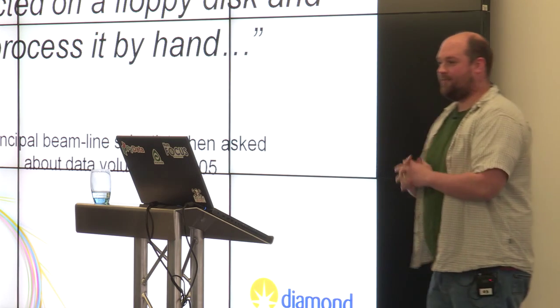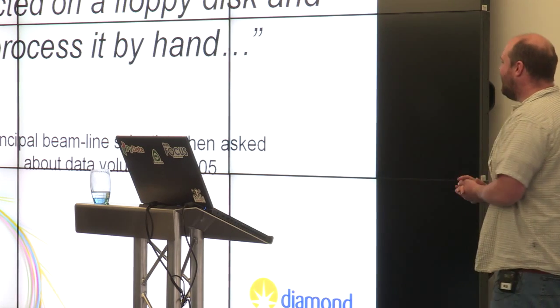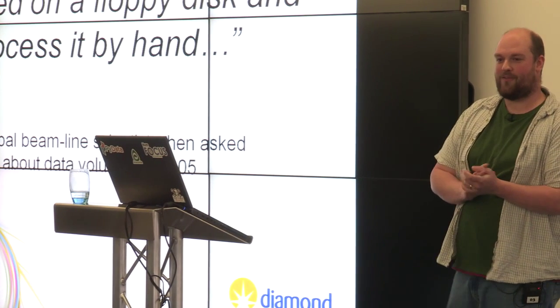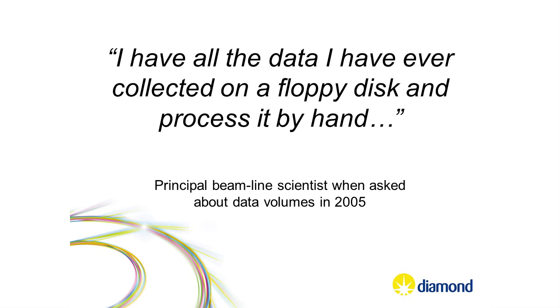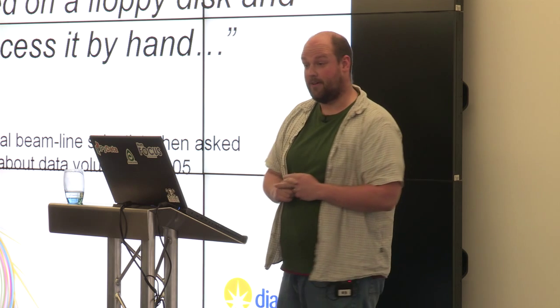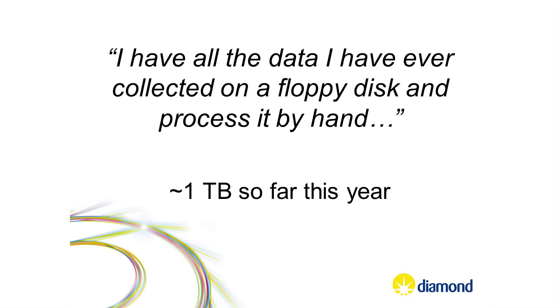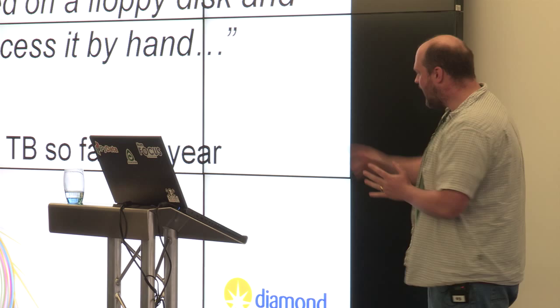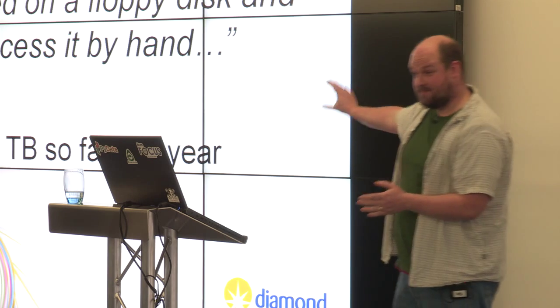Here is a quote, I haven't named them to keep them anonymous, from one of the principal beamline scientists on one of those beamlines. So I have all the data I've ever collected on a floppy disk and processed it by hand. That was in 2005. And it was completely accurate. Unfortunately, detectors, new improvements and stuff, he's collected about 1 terabyte so far this year. It's a completely different setup for him.